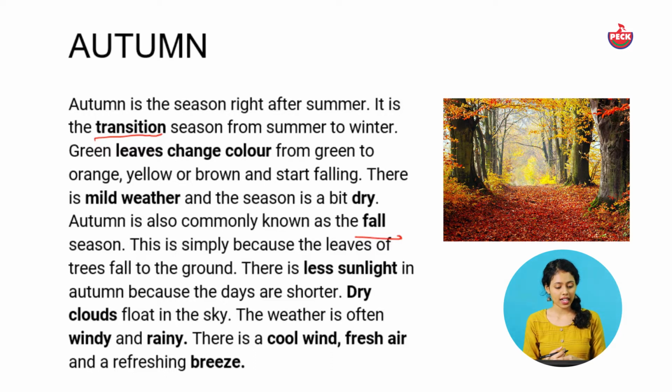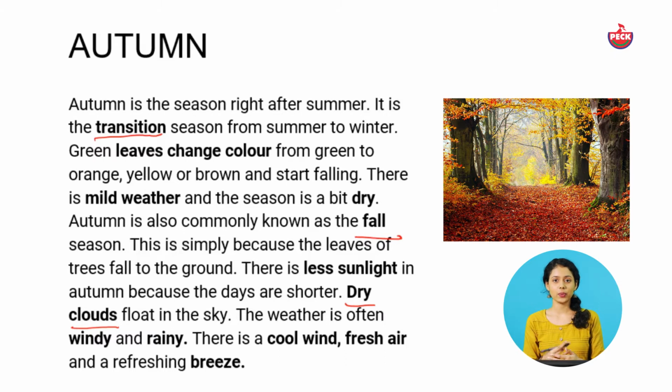There is less sunlight in autumn because the days are shorter. Dry clouds float in the sky. Now dry clouds are nothing but clouds with water, but those that do not cause rain. The weather is often windy and it sometimes rains. There is a cool wind, fresh air and a refreshing breeze.